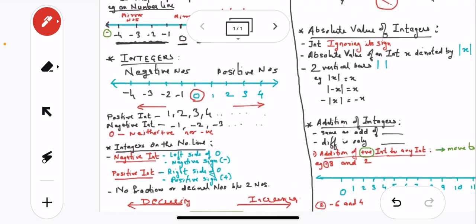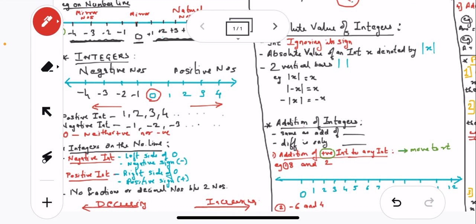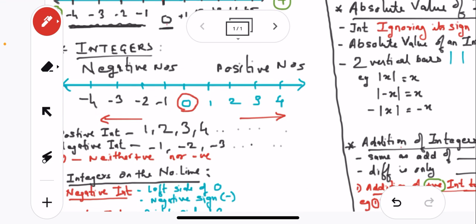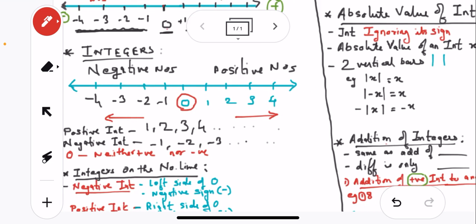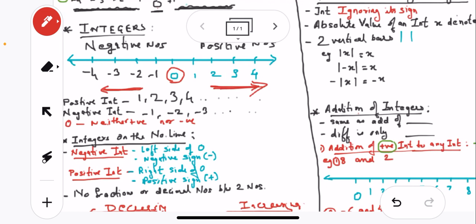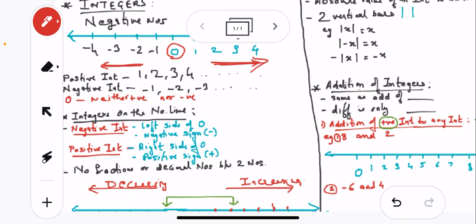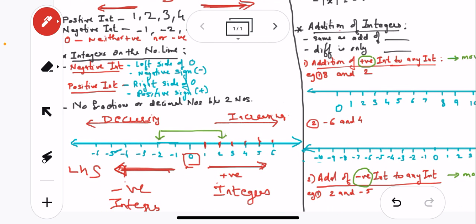I hope you have understood the number line. Again, I'll explain in a short way. The integers are positive integers and negative integers. 0 is neither a positive integer nor a negative integer. The integers on the left hand side, this side, are negative, and we write them with a negative sign. The integers on this positive side, on the right hand side, are positive integers. There will be no fraction or decimal between the two numbers.